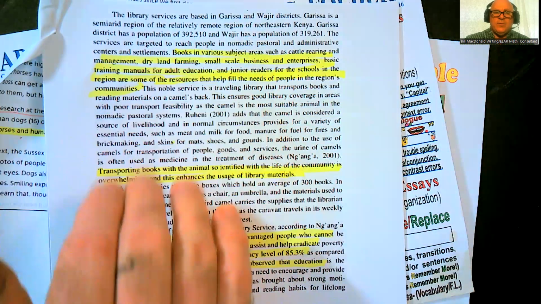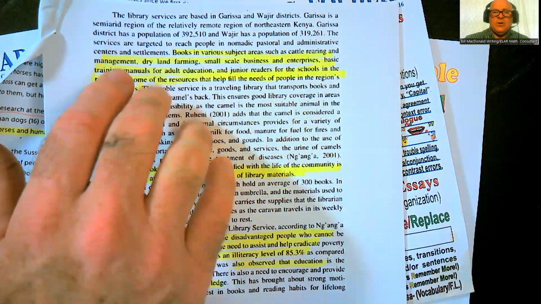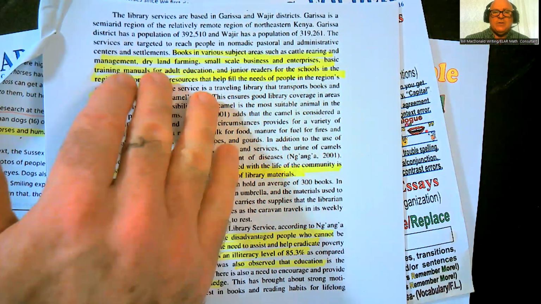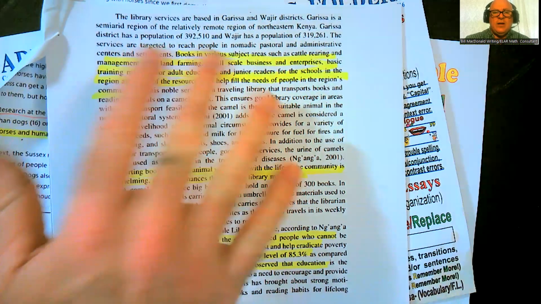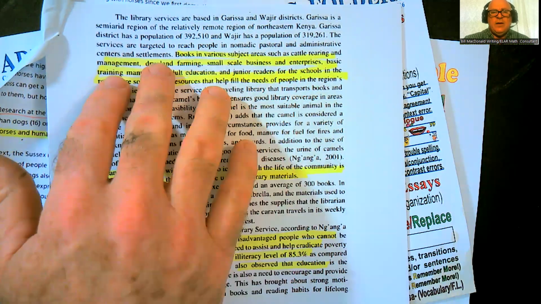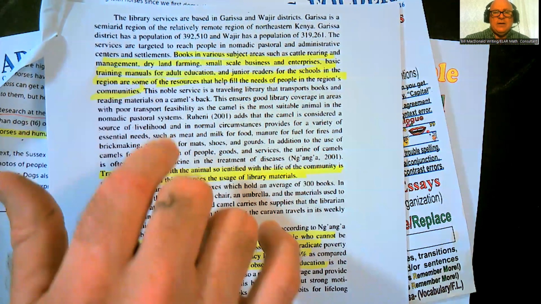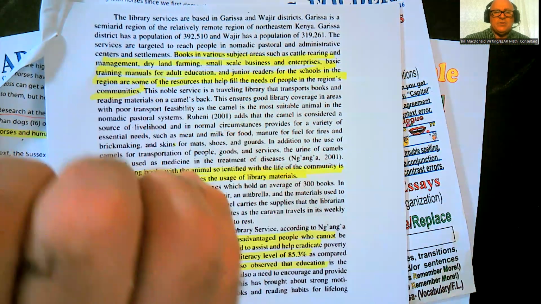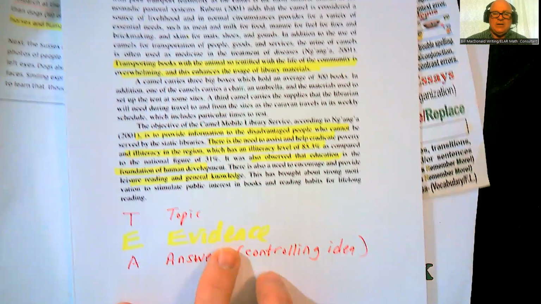Well, it brought the books to them. It allowed them to learn basic trades, such as the ones listed here. And then you could, in the body, explain the evidence and how being able to learn farming and cattle rearing and having books in schools for the children and having adult education, how is that going to help? So it helped to educate people.